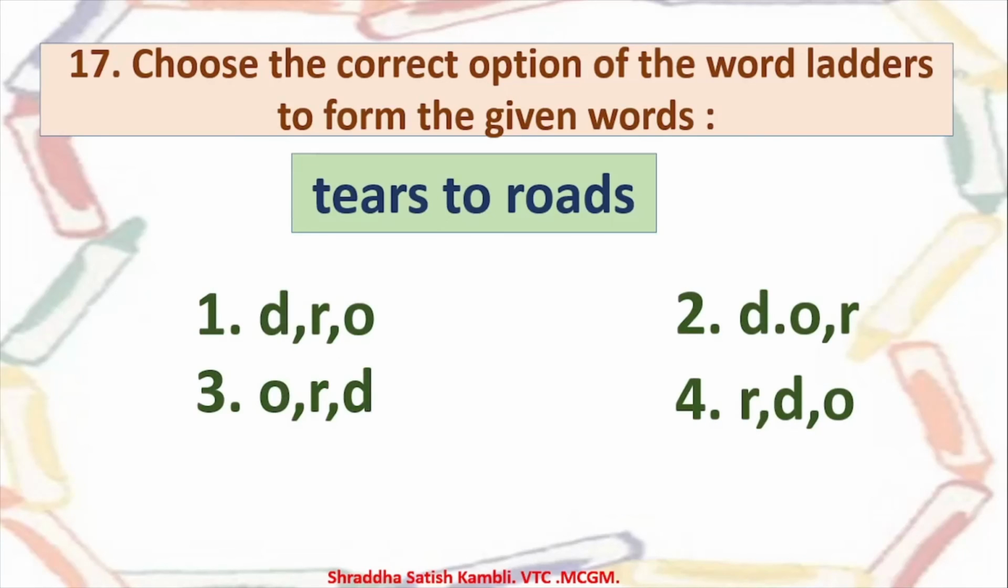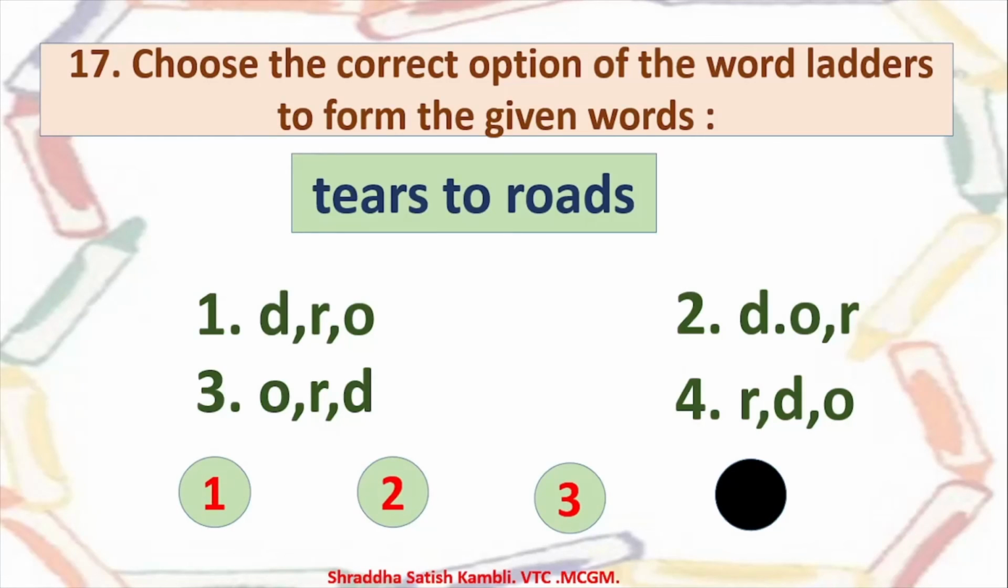Next, the words are tears to roads, or tears to roads, you can say. Let's see the options. So is it 1, DRO, 2, DOR, 3, ORD or 4, RDO? So is it 1, 2, 3 or 4? Let's check the answer. It is answer number 4, RDO. Let's see how. So TEARS, tears, will become REARS, rears, which will again become READS, reads, which will turn to ROADS, roads.